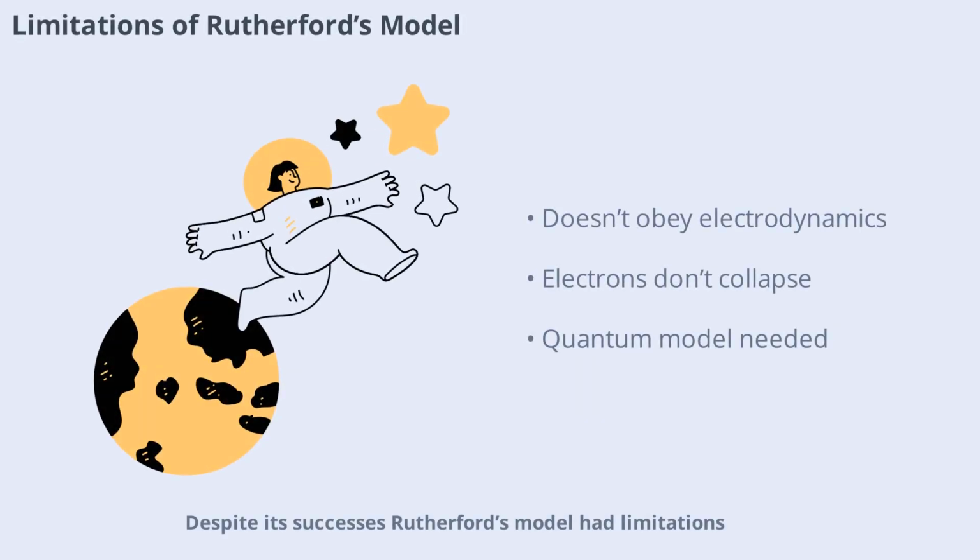Despite its successes, Rutherford's model had limitations. It didn't obey Maxwell's theory of electrodynamics, which stated that charged particles in motion should emit energy and eventually spiral into the nucleus. However, electrons in atoms don't collapse into the nucleus, indicating that another explanation was needed. This led to the development of quantum models of the atom.